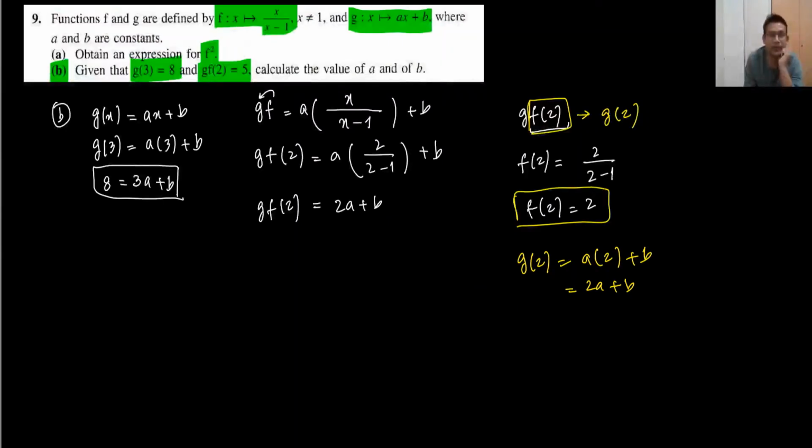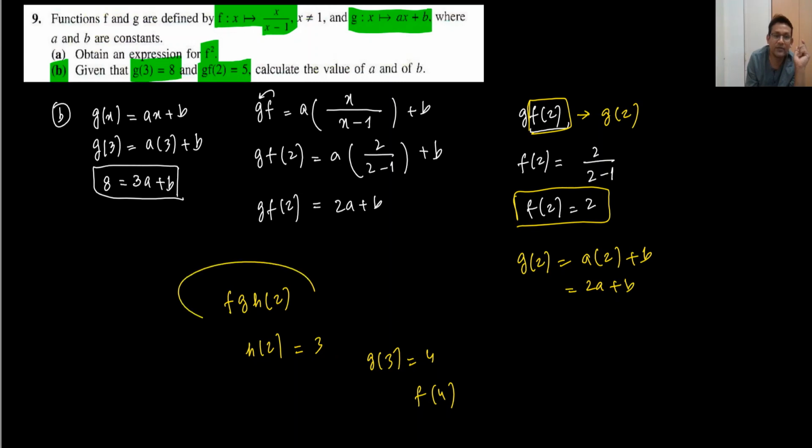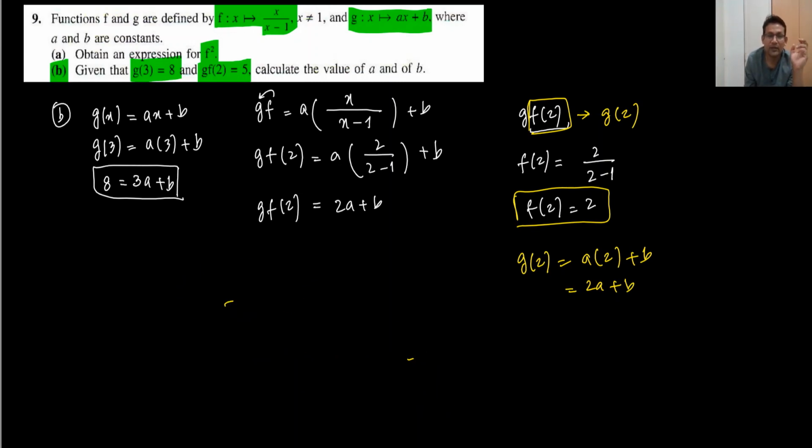Like, for example, you have f g h of 2. What we have to do here? First find h of 2. We got the value, suppose 3. Then find g of 3. We got the value of 4, suppose. Then you have to find f of 4. So it means these 3 steps will give the answer. There is no problem. This is the easiest way to find it in a composite function.